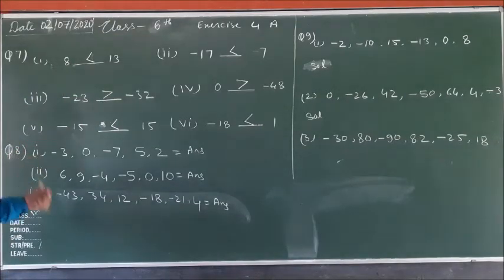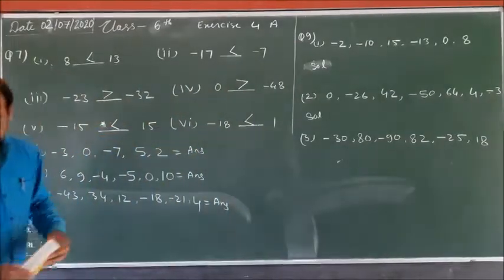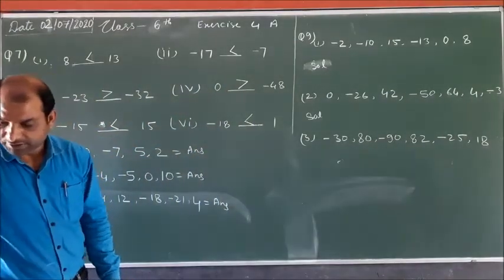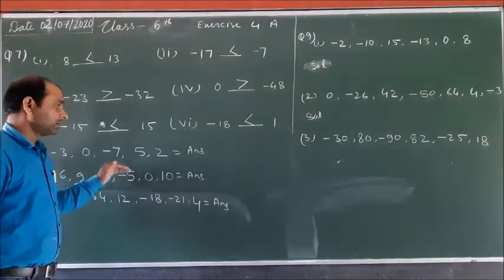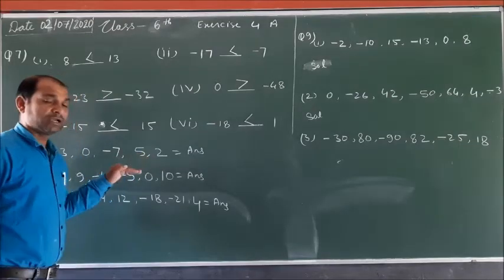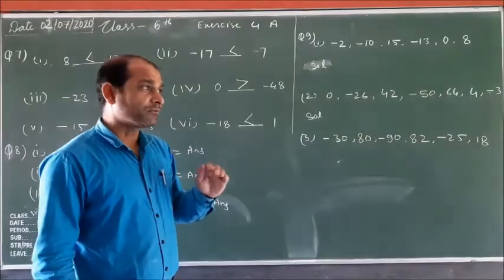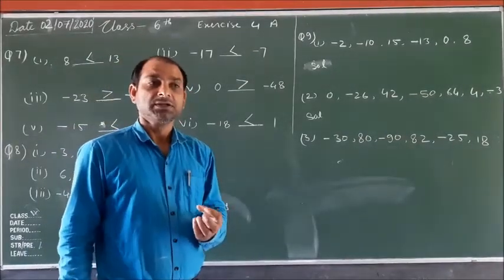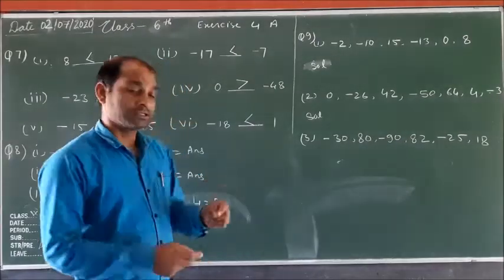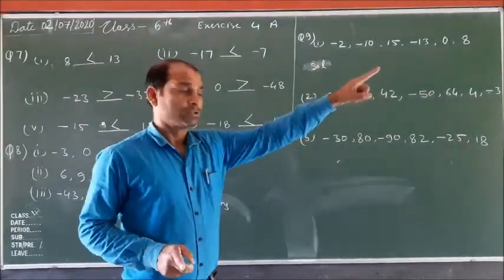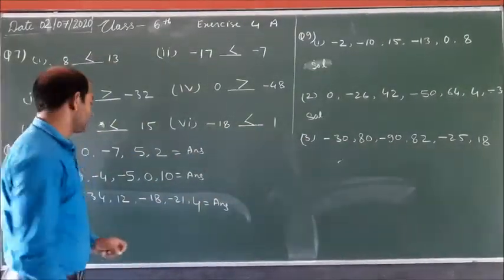Now question number 8. Question number 8 is: arrange the following set of integers in ascending order. How do we write in ascending order? In ascending order, we first write the smallest number, then we write the greater number. It means we increase from smaller to greater. So first we write the smallest number.